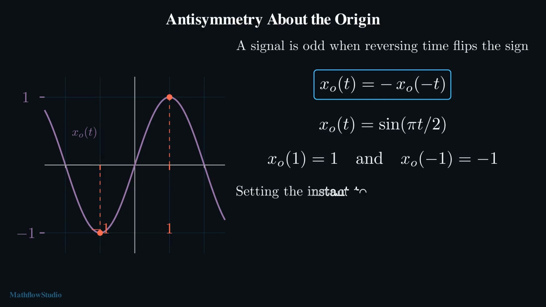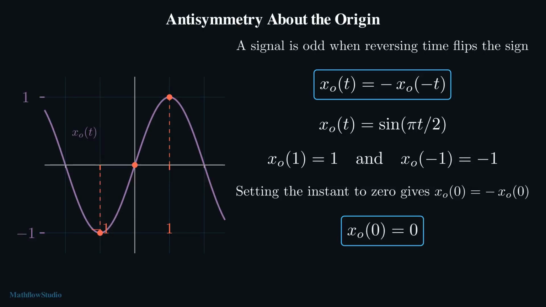Setting the instant to 0 makes the condition say that the value at the origin equals its own negative. Only 0 equals its own negative, so every odd signal passes through the origin. Negating both the time and the value returns the same graph. The lobe above the axis turns through half a turn about the origin and lands on the lobe below it.